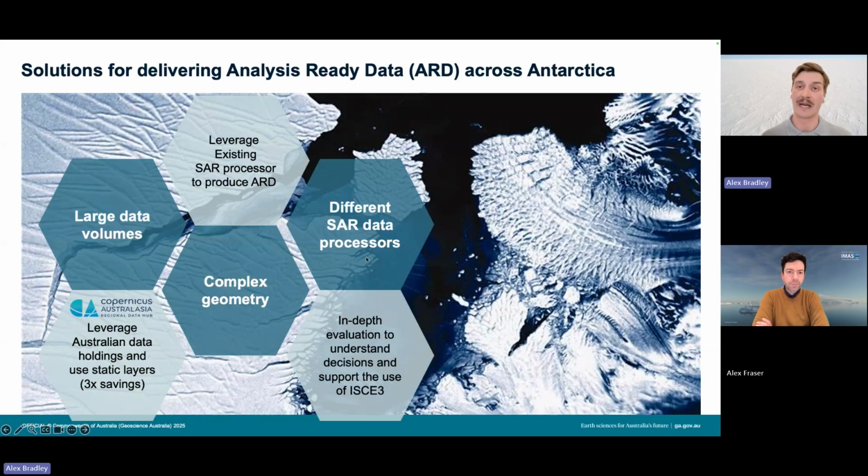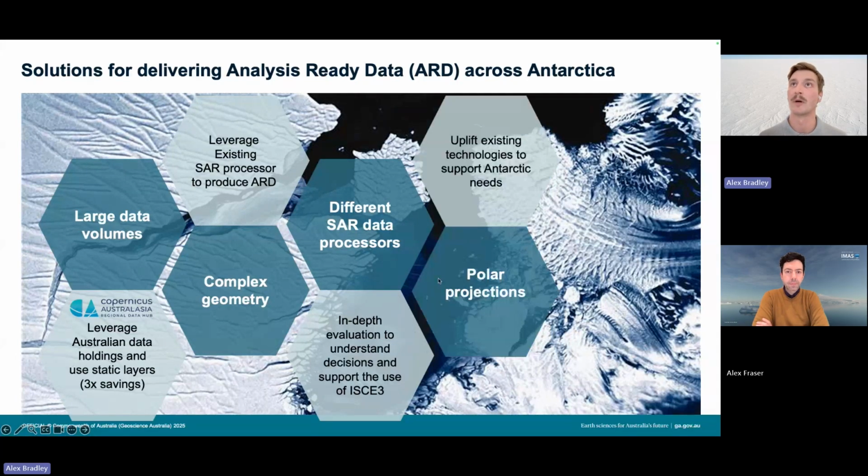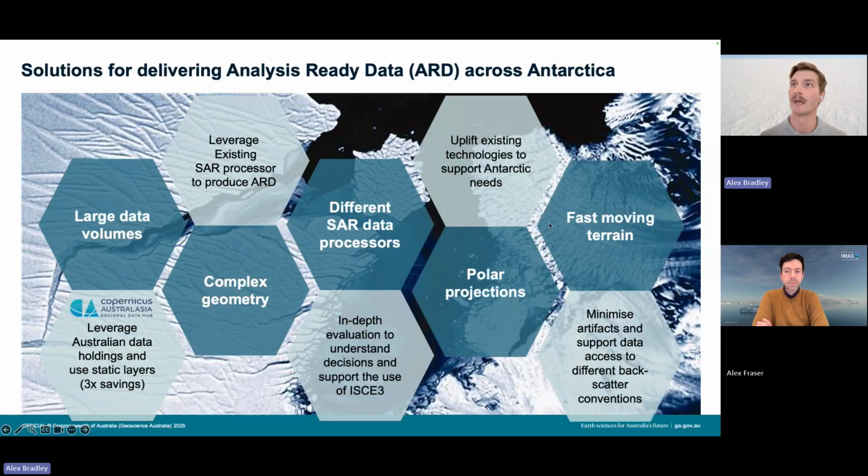Again, different SAR processes. Thanks to our evaluation framework, we were able to understand the differences that each software introduces, and support the use of ICE3, which is our final decision moving forward. Polar projections, this is an ongoing thing where we're looking to uplift our technologies, but there shouldn't be too many issues with doing that. And finally, fast moving terrain. As you saw before, we're investigating a whole host of different methods to address these and minimize the artifacts as best we can.